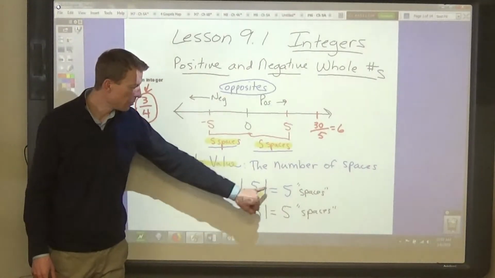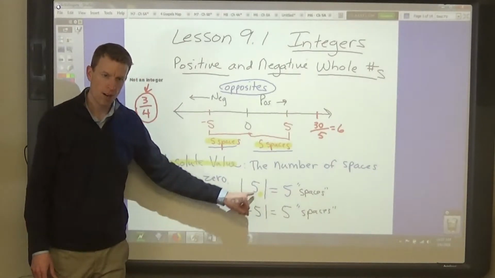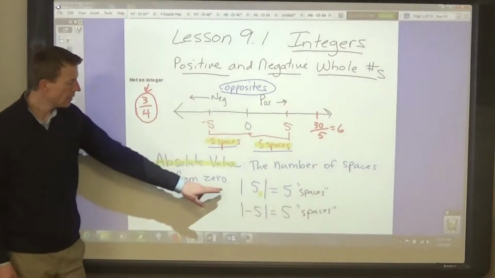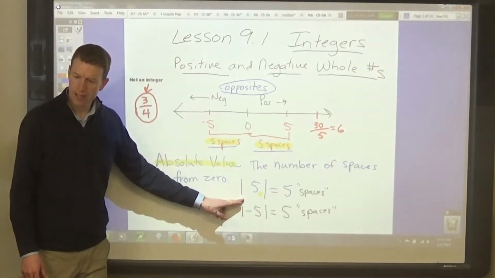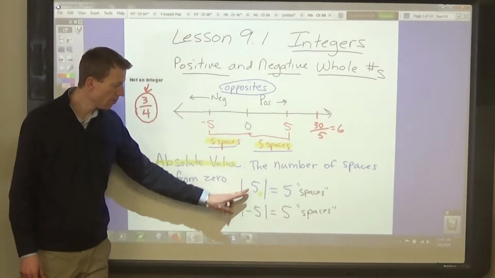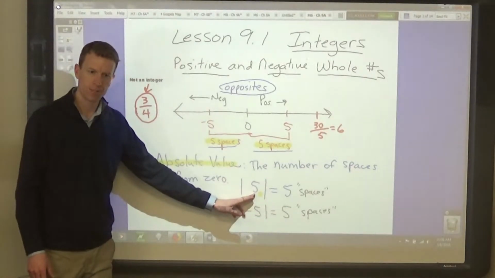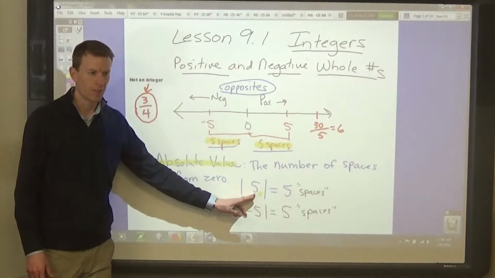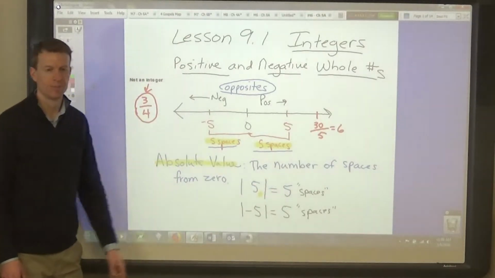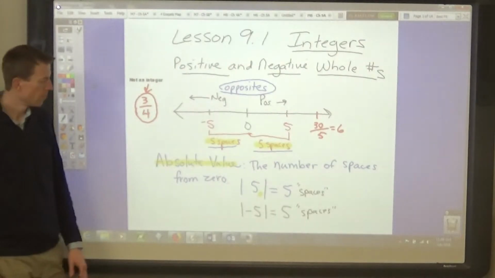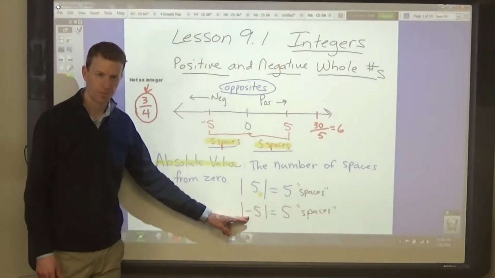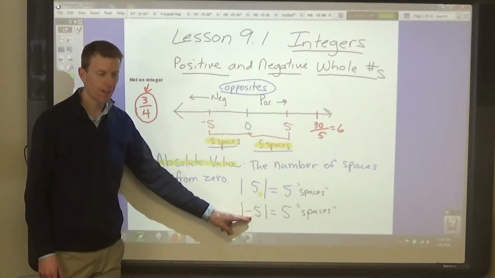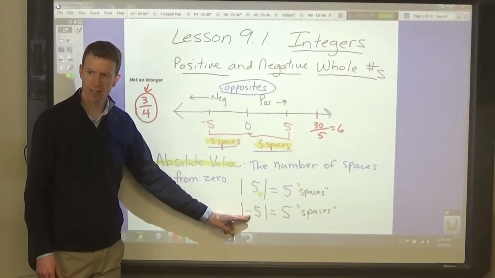This is how the absolute value is written. It's with bars around the number. And so if you see it written that way, you read this as the absolute value of 5. And the answer is 5. Or you would read this as the absolute value of -5. What's the absolute value of -5? Olivia? 5. Yep. 5 spaces.